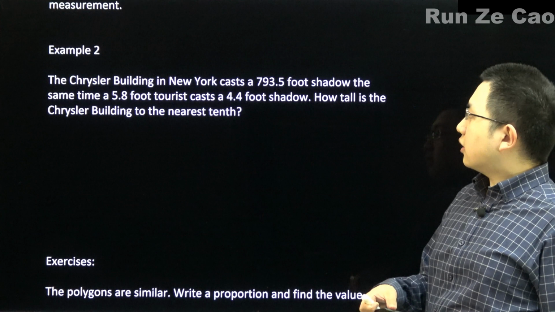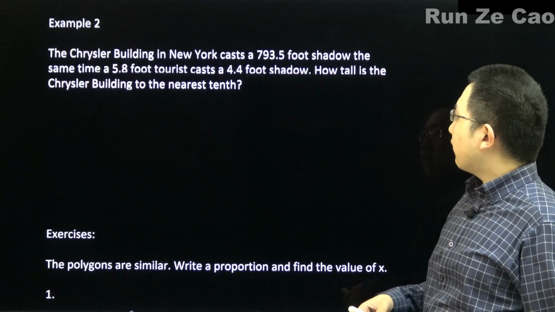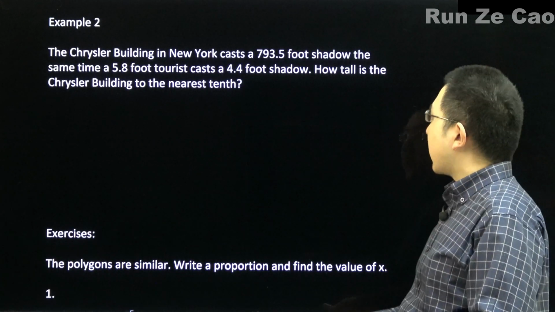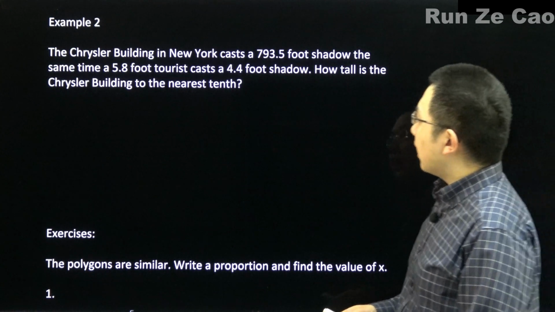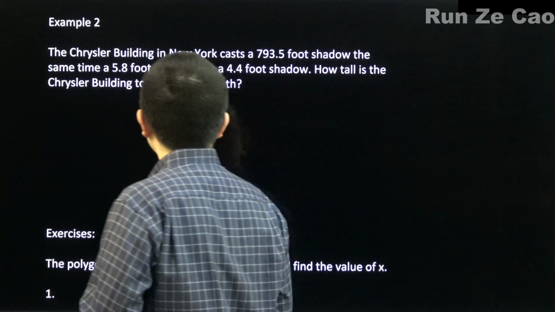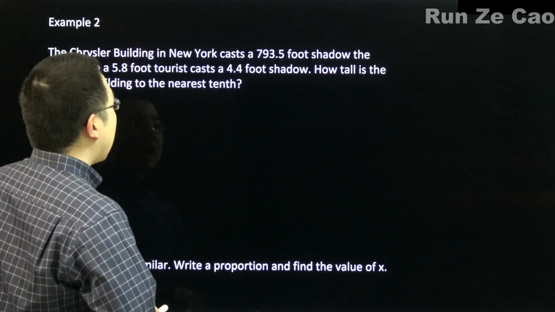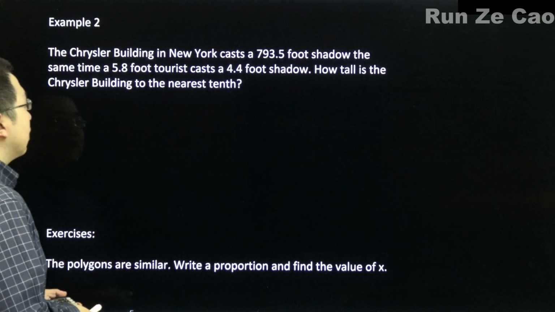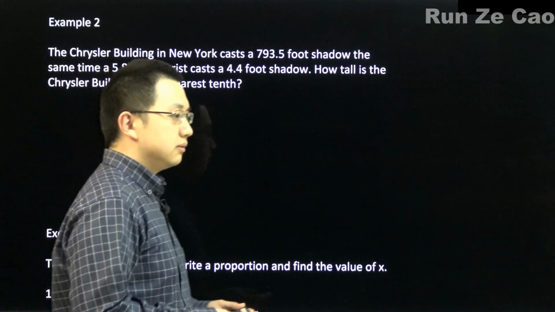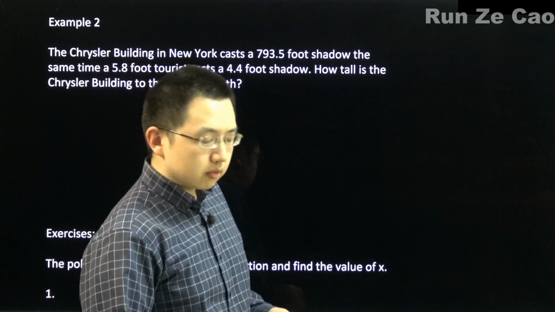Now let's say the Chrysler Building in New York casts a 793.5-foot shadow. At the same time, a 5.8-foot tourist casts a 4.4-foot shadow. You can tell this question was made in the US of A. How tall is the Chrysler Building to the nearest tenth of a foot?